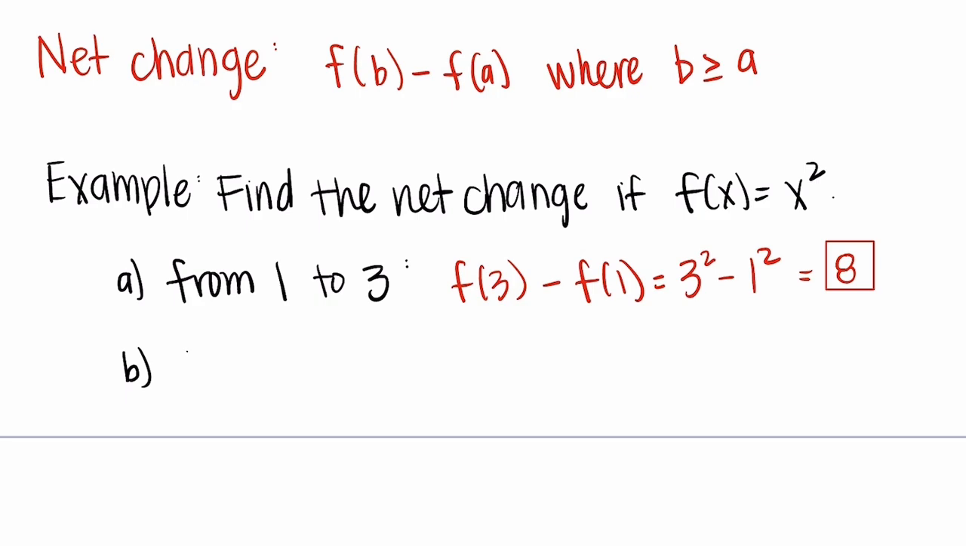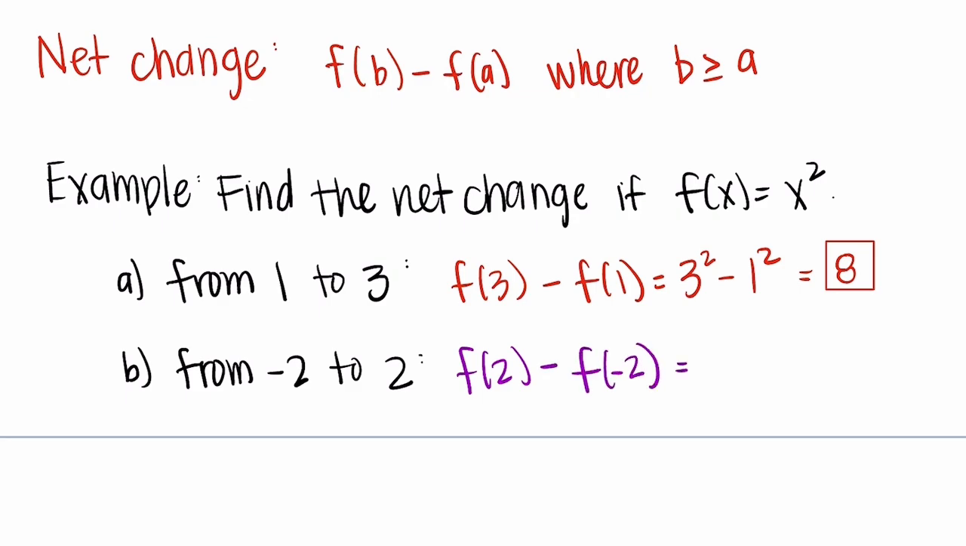Or if I said do this something like from -2 to 2, all I'm saying to do is take f of 2, subtract f of -2. So plug those in, 2 squared minus -2 squared. What do we know about 2 squared and -2 squared? Those are both 4. So what is the net change here going to be? It's going to be a 0.